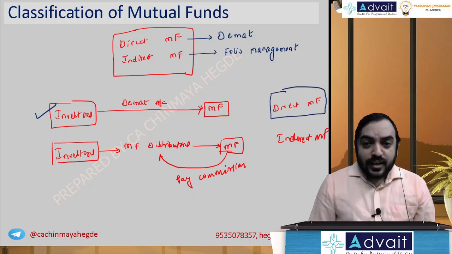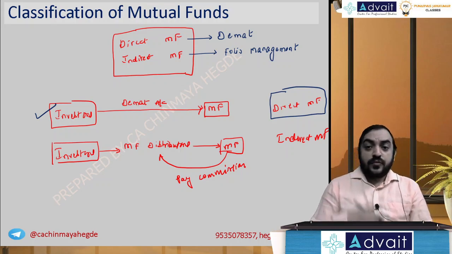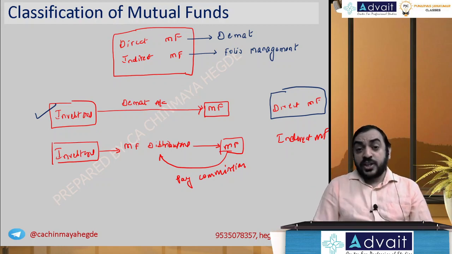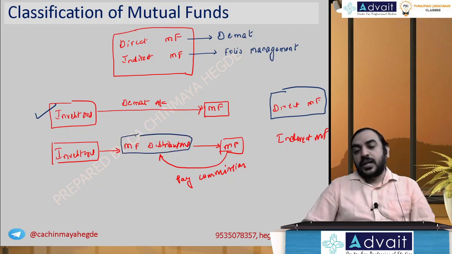Anyway, I hope you understood the difference between the direct mutual fund and indirect mutual fund, where you have the demat method, you have portfolio management. A typical question you can expect, a new question you can expect in the exam: differentiate direct mutual fund and indirect mutual fund. If you're able to use the word mutual fund distributors, you'll get full marks.